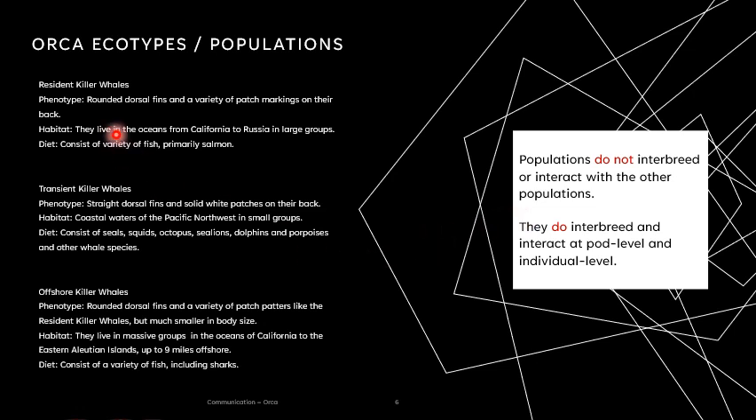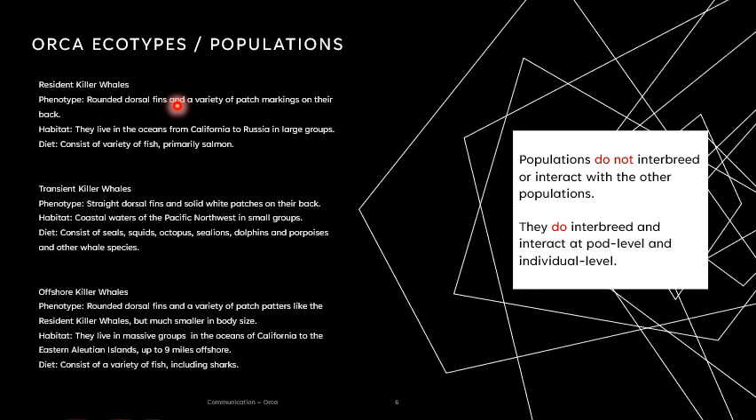Okay, so the ecotypes differentiate because of the ecosystems they live in and their diets. Resident killer whales mainly eat a variety of fish, primarily salmon, and their habitats range from the oceans of California to Russia. They live in really large groups. Transient killer whales live in small groups in the coastal waters of the Pacific Northwest, and their diets consist of seals, squids, octopus, sea lions, dolphins, and other whale types.